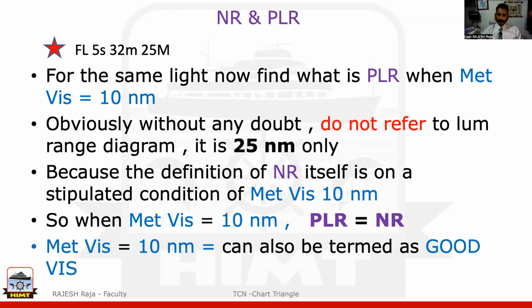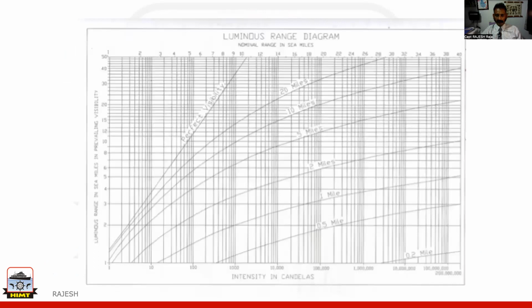Both are the same. Your Met visibility of 10 nautical miles can also be called good visibility in many question papers. So in the MMD exam, if somebody says good visibility, please consider that 10 nautical miles. And for a nominal range, you need not go to the graph. The PLR is equal to NR. But still, I'm going to prove it with the diagram.